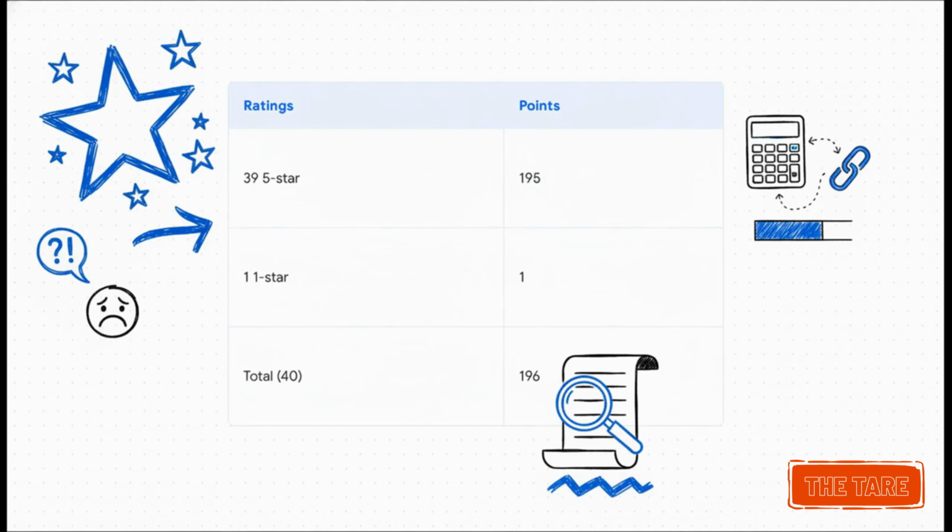And what about that shiny 4.9 average we all instinctively love? Well, let's say a product has 39 5-star ratings and just 1 1-star rating. 196 total points divided by 40 ratings equals an exact 4.9 average.